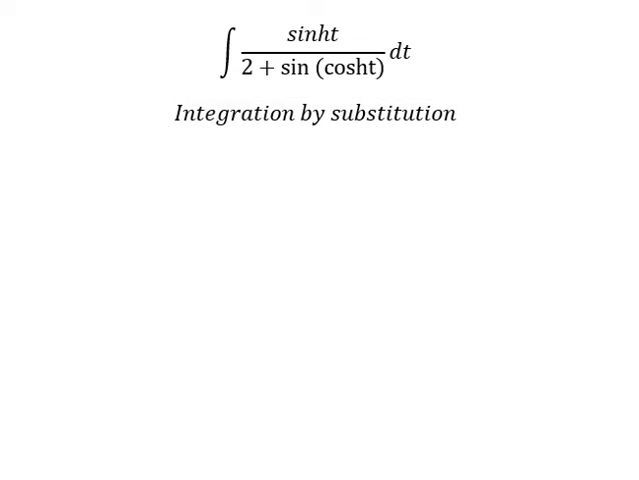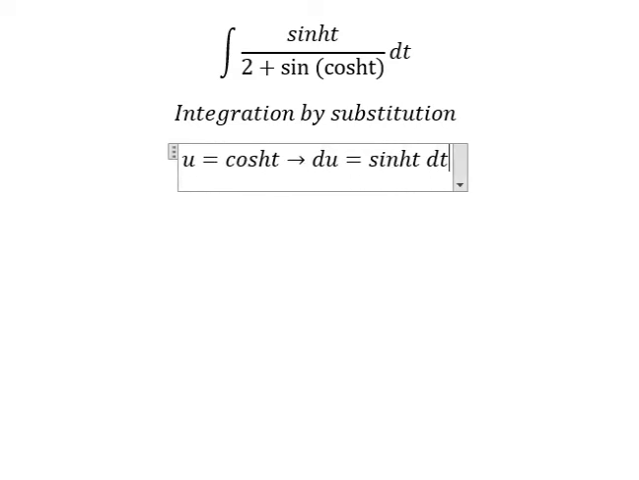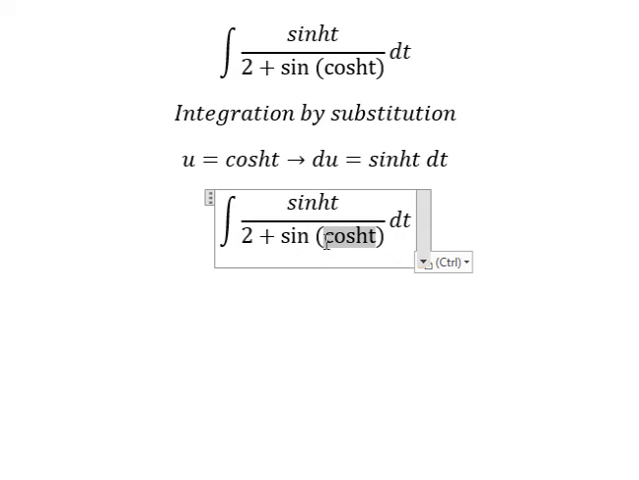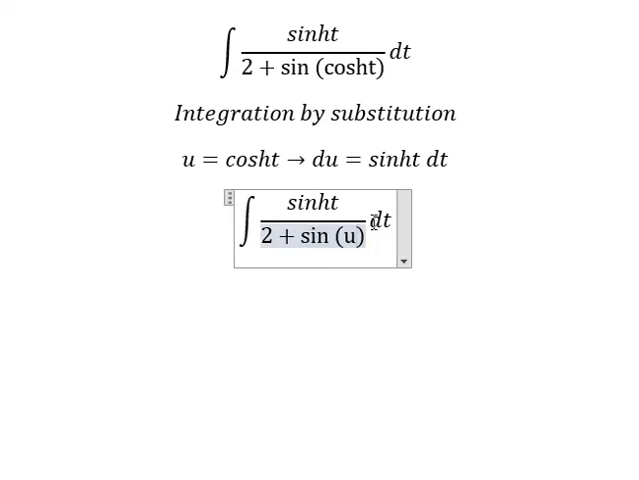So I will put u equal to cosh t. Later we do the first derivative and we have sinh t dt. This one we change by u, and this one we change by du.